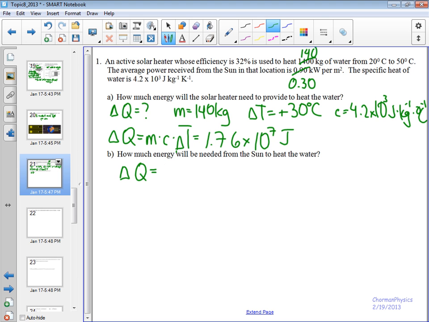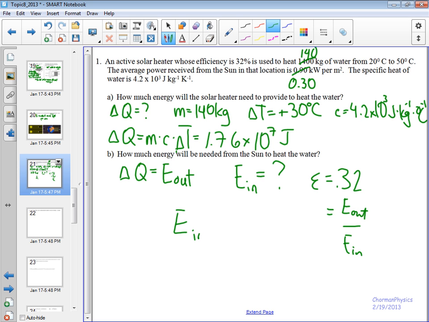It turns out though that this is our useful output. So what we are being asked to solve for is the total input coming in from the sun. And we know that our efficiency is equal to 0.32, and that this is just the output divided by the input. So when you solve for the input, it's just the energy output divided by the efficiency. And this is going to give us 5.5 times 10 to the 7th joules. And that's it.